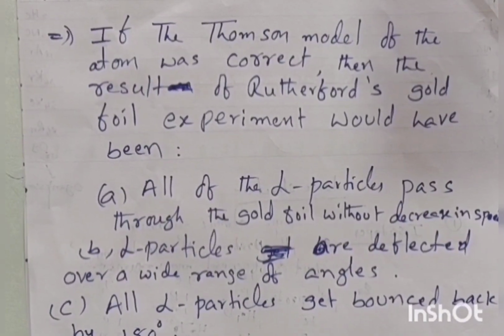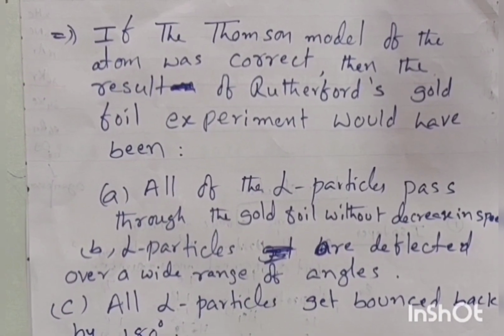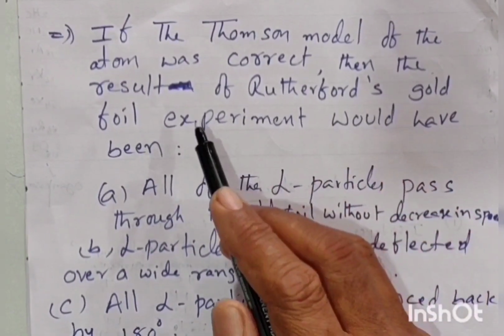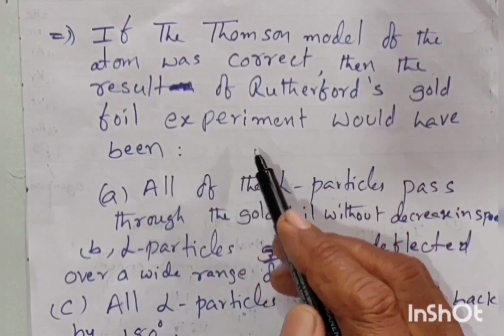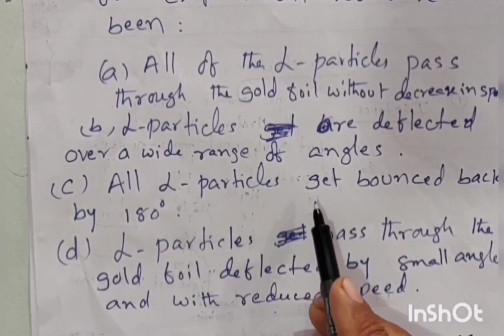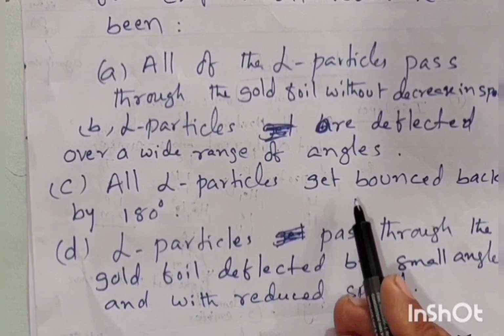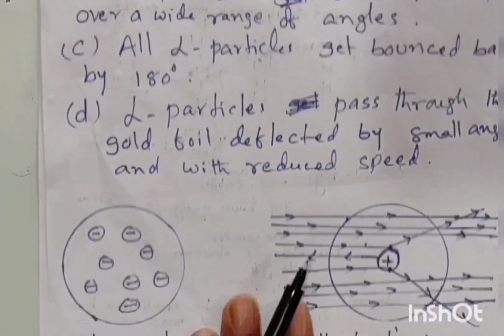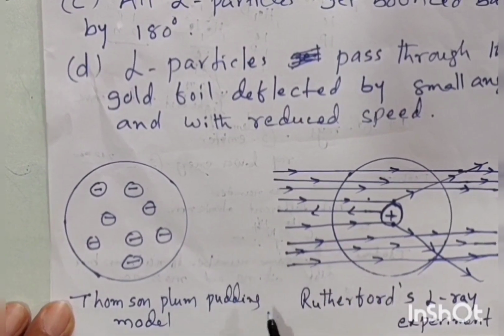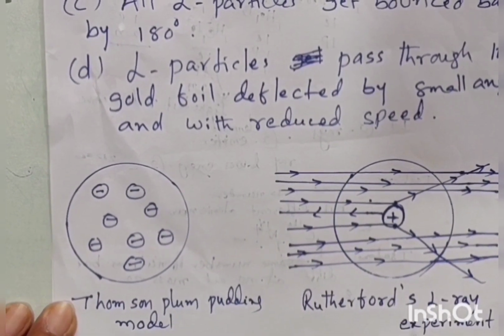In the previous examination, this question was given. If the Thomson model of the atom was correct, then the result of Rutherford's gold foil experiment would have been... So these options are given. Before analyzing these options, I will explain the concept of these two atomic models, the Thomson model and Rutherford's model.